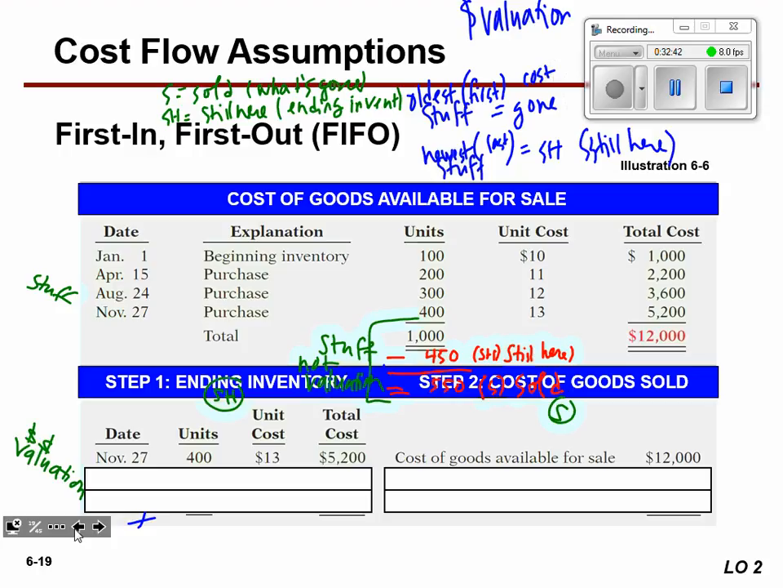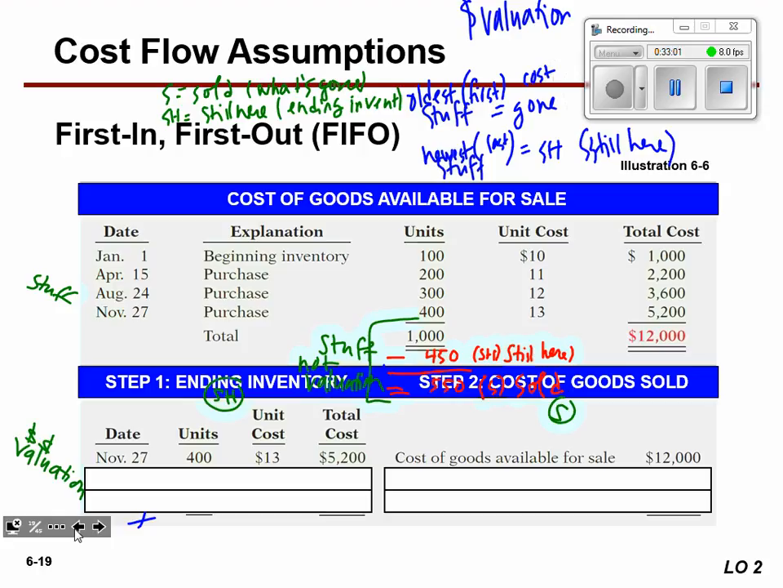We're going to take a look at our very last thing. And you might say, wait a minute, this is FIFO. We're talking about first in, first out. Yeah, that's the stuff that's gone. Step one is actually backwards. We have to figure out what's SH, or still here.